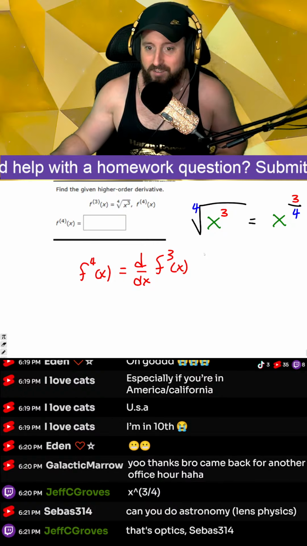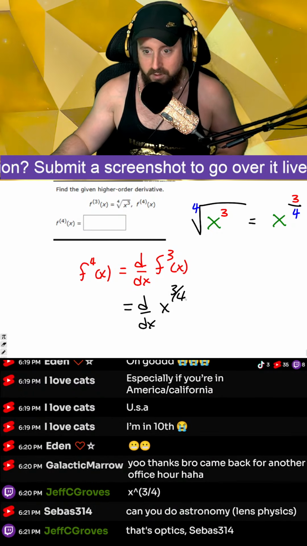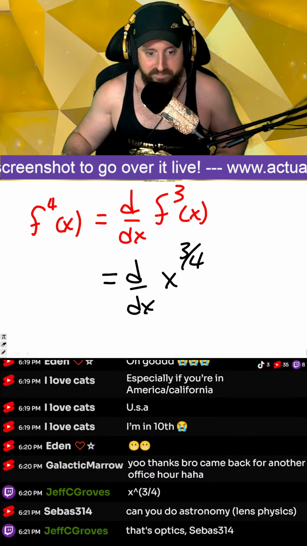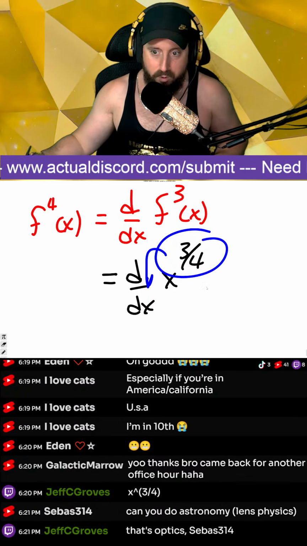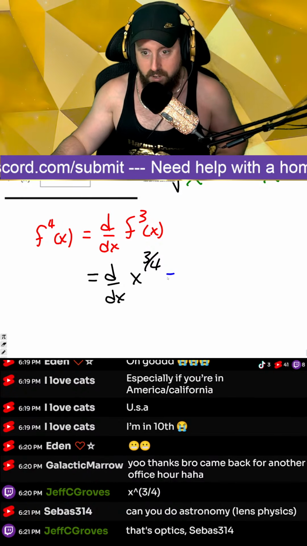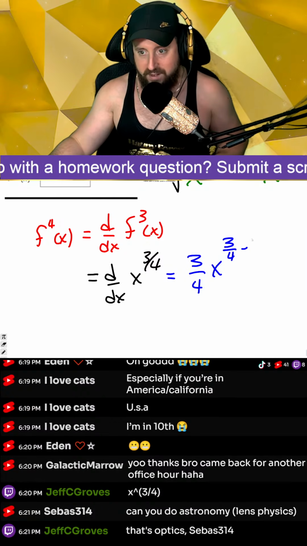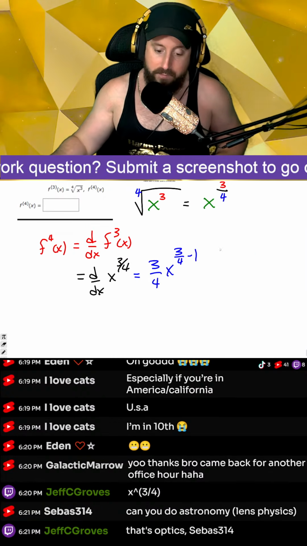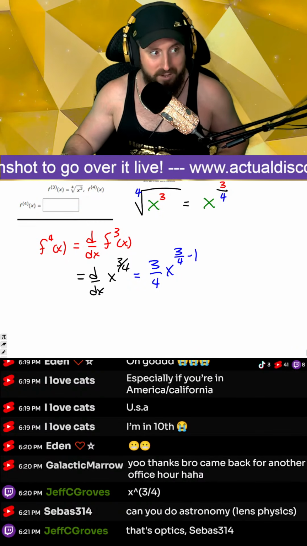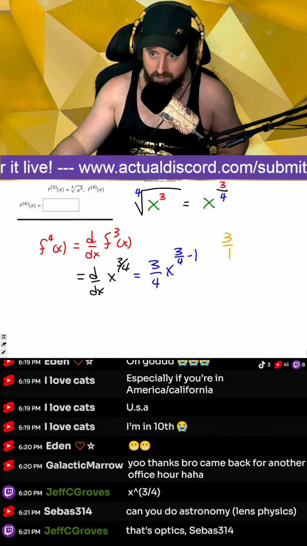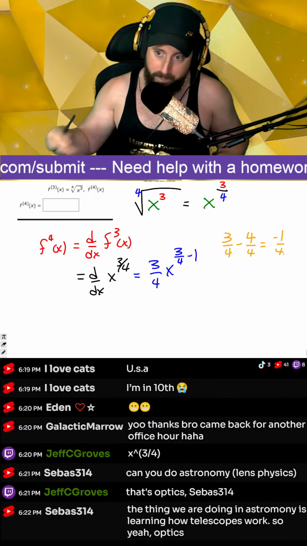Yeah. Okay, so this is just going to be d/dx of x to the 3/4, which we know from taking derivatives, right? You take whatever this is, you pull it down, and then you drop the exponent by 1. So this is going to end up equaling 3/4 x to the 3/4 minus 1. Okay, 3/4 minus 1. Uh-oh, I gotta subtract fractions. We're going back to 5th grade, right? So 3/4 minus 1 is the same thing as 3/4 minus 4/4. And so that's going to get you negative 1/4. All right?